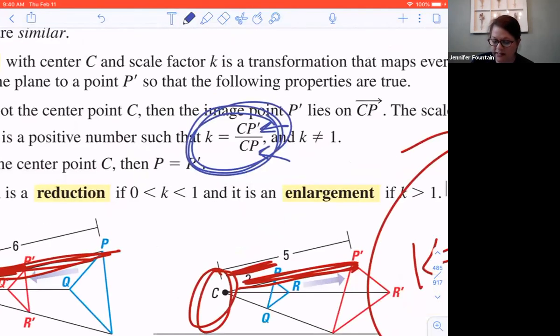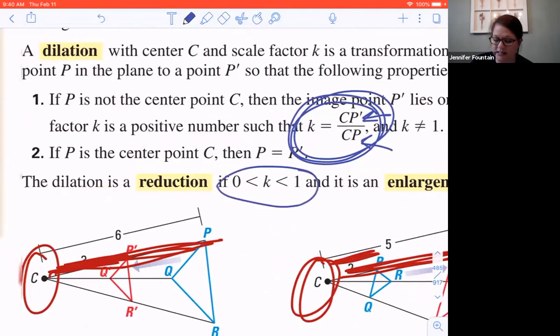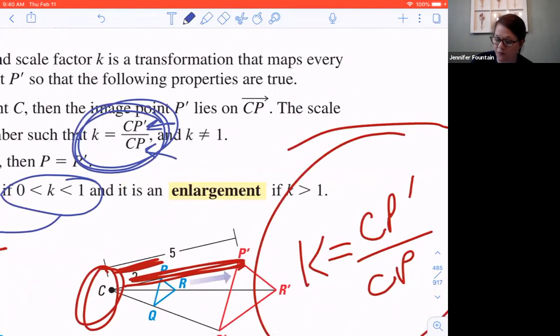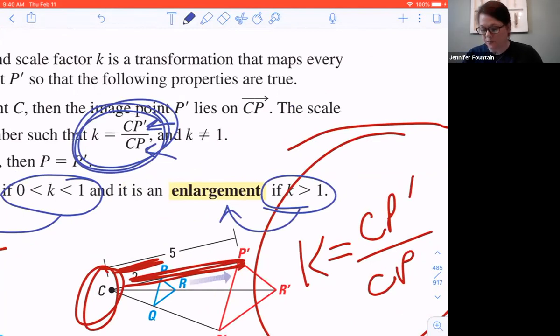We said that if my scale factor is less than 1, if it's between 0 and 1, it is a reduction. If my scale factor is greater than 1, it is an enlargement. Okay, so you need to remember that K equals C prime over C, or you can remember K, the scale factor, is equal to the image over the pre-image.